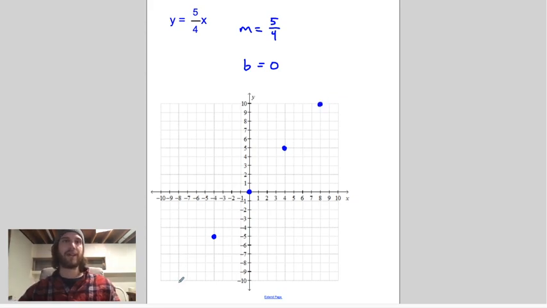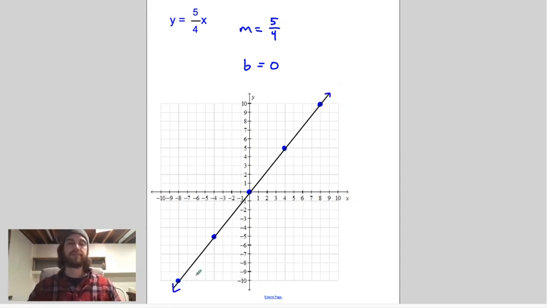Isn't this fun? I just cannot think of a better way to spend an evening than graphing lines. Beautiful. Straight lines for good times, folks. That's what my mom always used to say. All right.